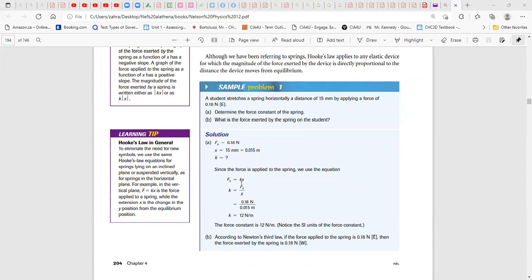So k is F over x. The unit for F is newton, x is meter. That's why the unit of k is newton per meter. What is the force exerted by the spring on the student? The force exerted is opposite. If this is to the east, that one is going to be to the west.